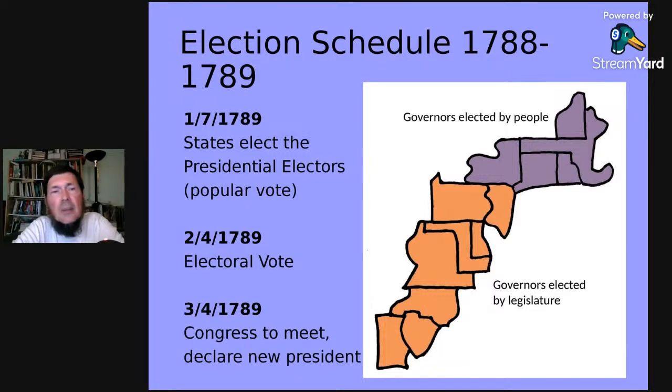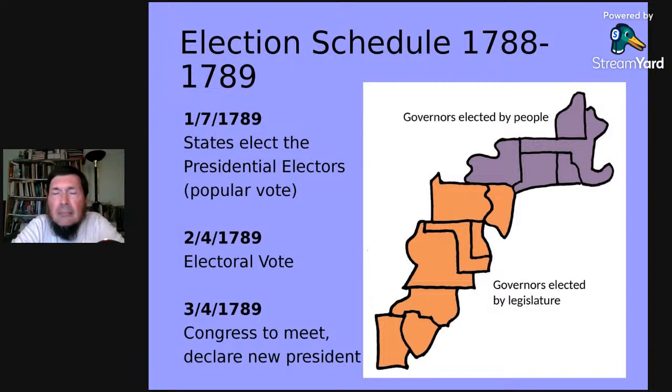The presidential electors would be chosen on January the 7th, 1789. Then a month later, the people elected as presidential electors would gather in their states to cast their electoral vote. And 1 month after that, the new Congress would meet to count the electoral votes to see who had won and would become president and who would become vice president.